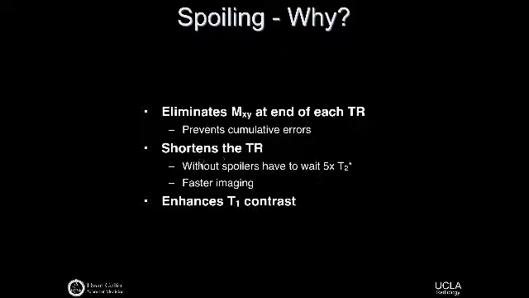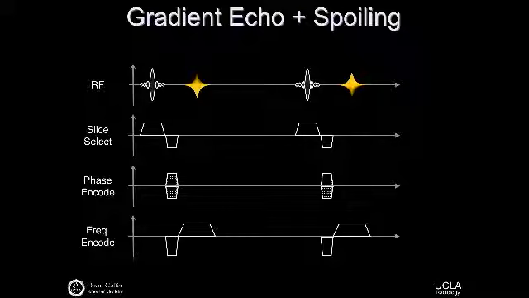It turns out this also slightly enhances T1 contrast. And so spoiled gradient echo imaging is really good because it's fast, and it's really good for T1 weighted imaging. That's probably what it's used the most for in a lot of applications, is fast T1 weighted imaging. I'm going to skip that slide and just show you some examples here.